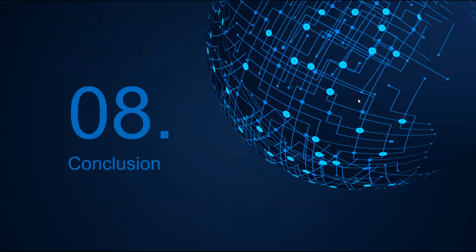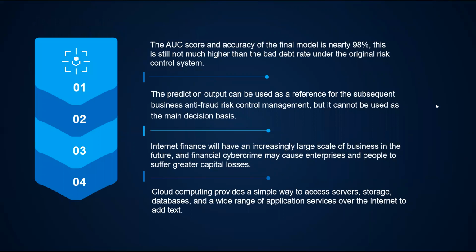And here we come to the conclusion. For our project, the AUC score and accuracy of the final model is nearly 98%. This is still not much higher than the bad debt rate under the original risk control system. The prediction output can be used as a reference for the subsequent business anti-fraud risk control management, but it cannot be used as the main decision basis.